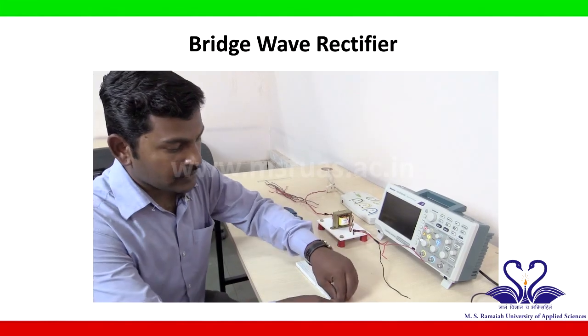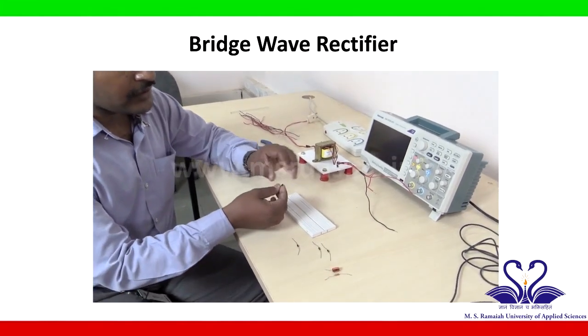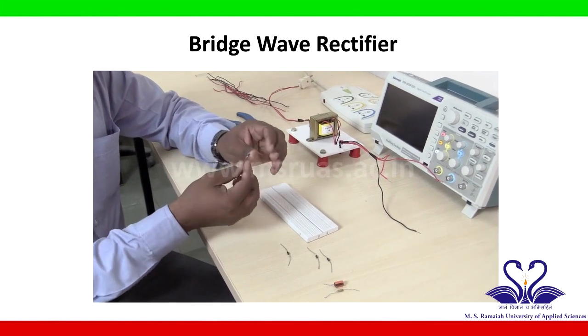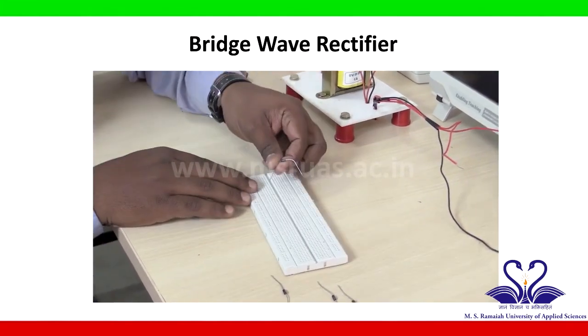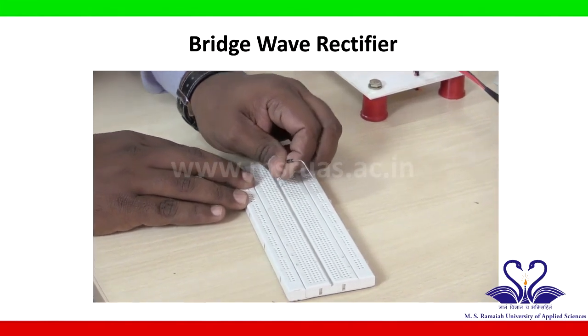First we connect the diodes in a bridge form based on the circuit diagram. Let us take a diode 1. This is the P side of diode 1, this is the N side. Connect it somewhere in the breadboard like this.